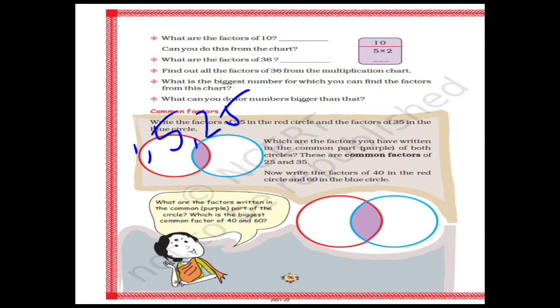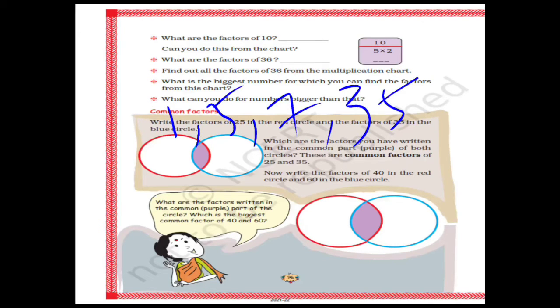These numbers you have to write in the red circle, and the factors of 35 are 1, 5, 7 and 35 itself. So these are the factors of 35. These numbers you have to write in the blue circle. Which are the factors you have written in the common purple part of both circles? These are the common factors of 25 and 35.